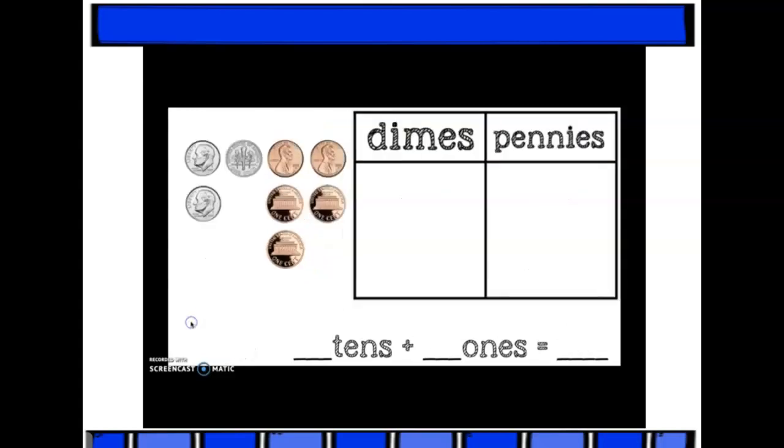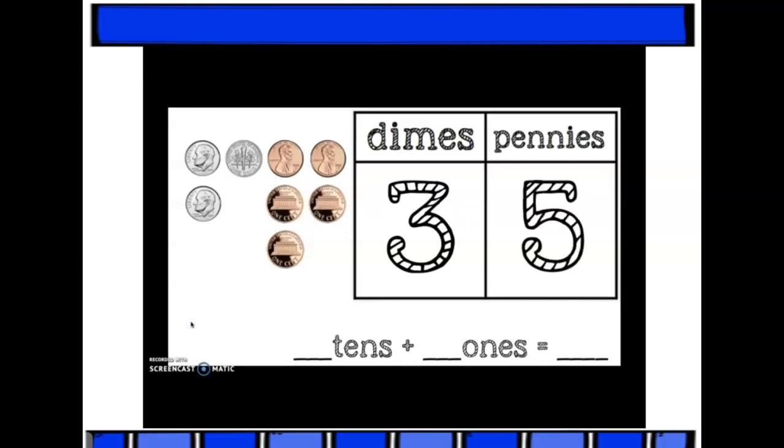This is fun. All right, here's another place value mat. This time I wrote dimes and pennies at the top. Now, what am I going to fill into my place value mat? Let's start there. How many dimes do I have, friend? You're right. 1, 2, 3. I have 3 dimes. That's going to go in that spot. How many pennies do I have? Good job. 1, 2, 3, 4, 5. That's right. I have 5 pennies.